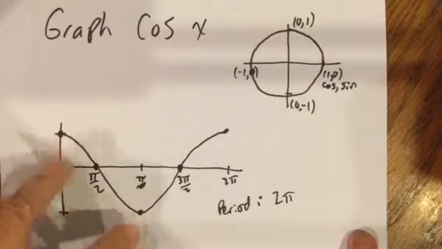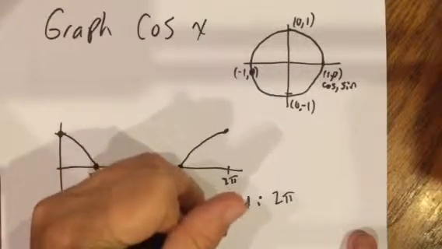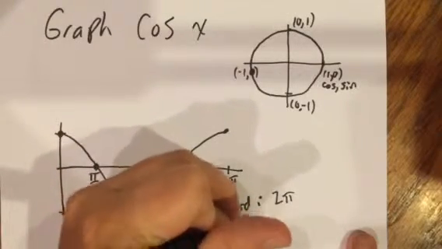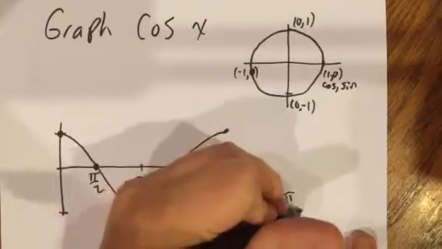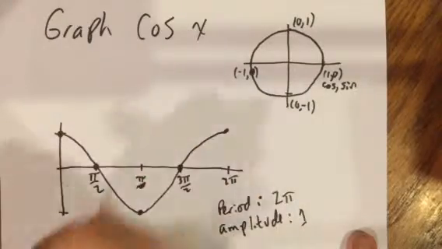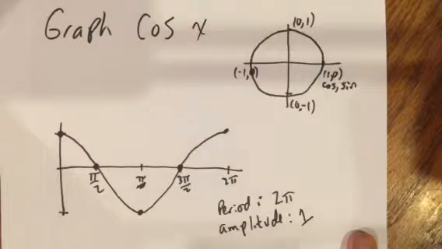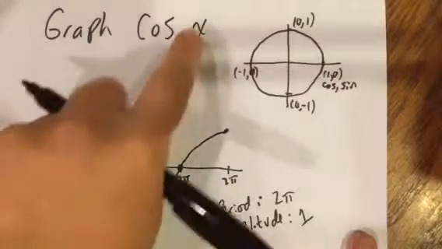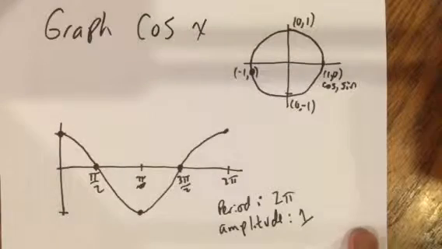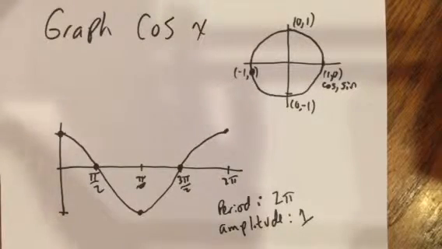And this also has an amplitude. The amplitude of this is, like sine, just 1. And like sine, if I put something in front of the cosine, it's going to change the amplitude. If I put something in front of the x inside the cosine, it's going to change the period. So let's see what that looks like.